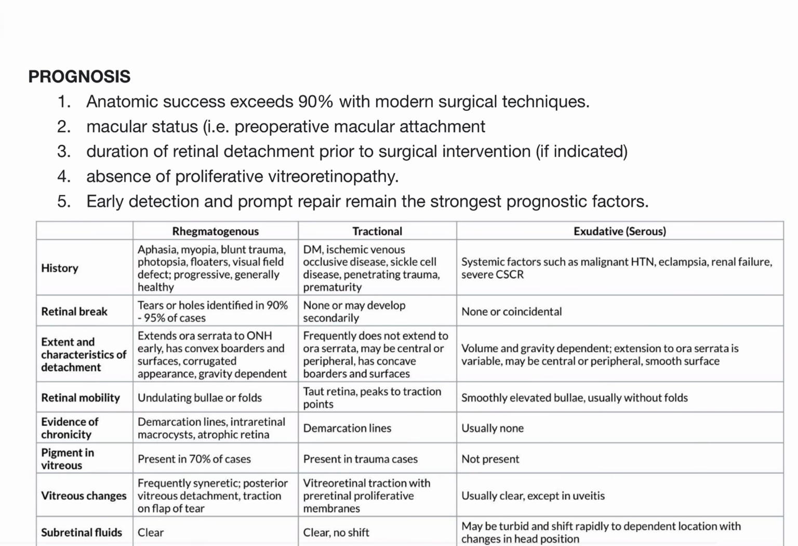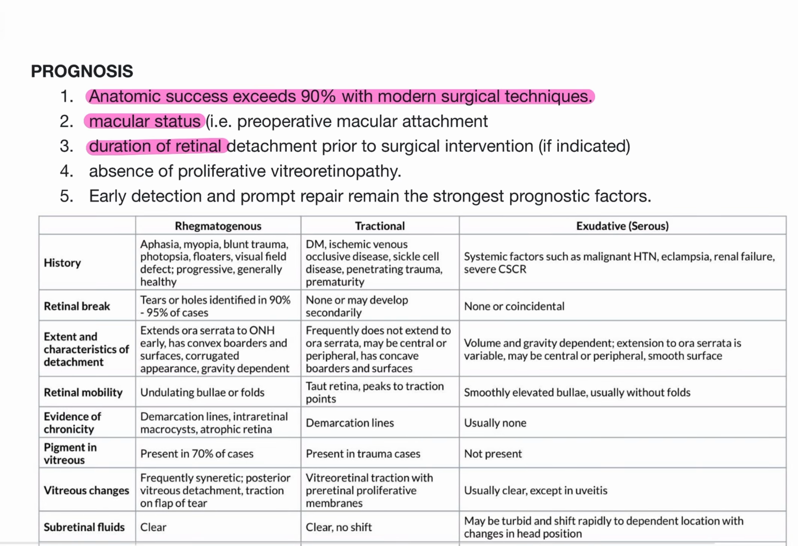Prognosis: anatomical success will be more than 90% with modern surgical techniques. Macular status: if the macula is gone, vision is gone. That is the most important. And duration of retinal detachment, because when the detachment is of chronic duration, the prognosis will be poor. Absence of proliferative vitreoretinopathy, early detection and prompt repair are the strongest prognostic factors.